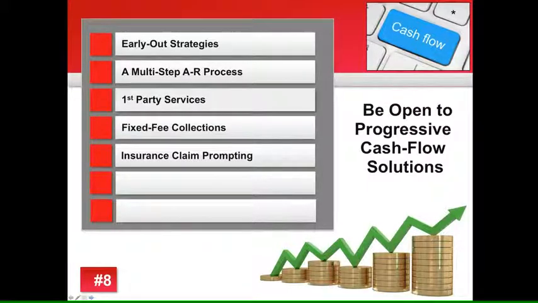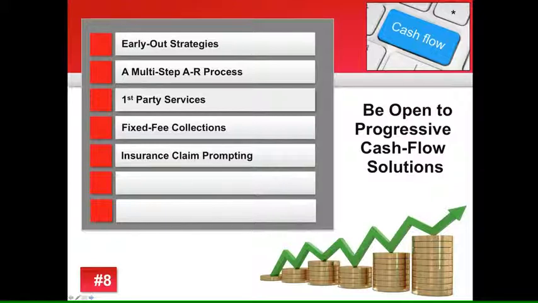Insurance claim prompting. Some of you have done this, some of you have heard of this, but there are services out there, agencies, attorneys, third parties, that will deal with slow-paying insurance claims the same way they do slow-paying patients. They know what to say to get your claim on top of the pile. They know what to say to bring up the state statutes that make it so they have to pay within a certain amount of time.